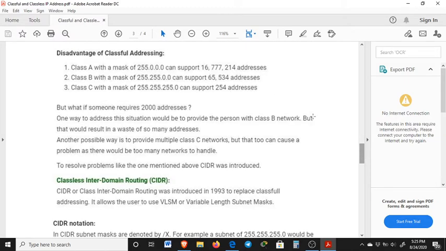Now, looking at the different classes, each and every class also has its own subnet mask. The subnet mask of class A is 255.0.0.0, and when you subnet any class A IP address, it can support over 16 million addresses.